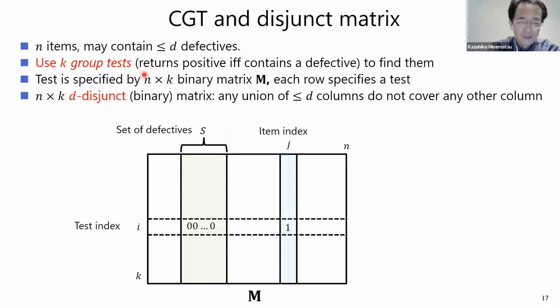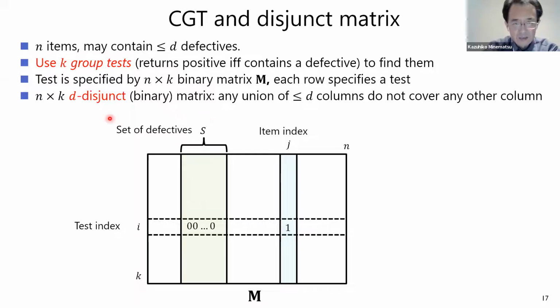Here, a group test means a test that returns positive if the set contains at least one defective. Suppose we can use small k group tests to find these defectives. The test design is completely specified by an n times k binary matrix M, where each row specifies a test. 0 means that this test does not include the item specified by the column, and 1 means that this item is included in the test.